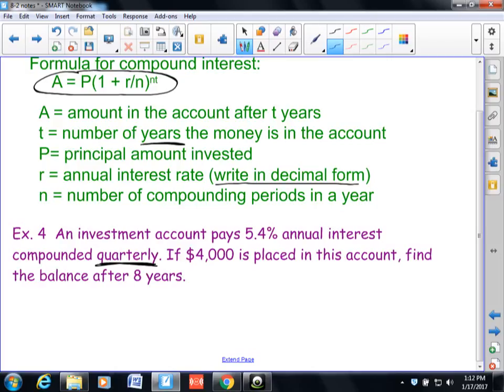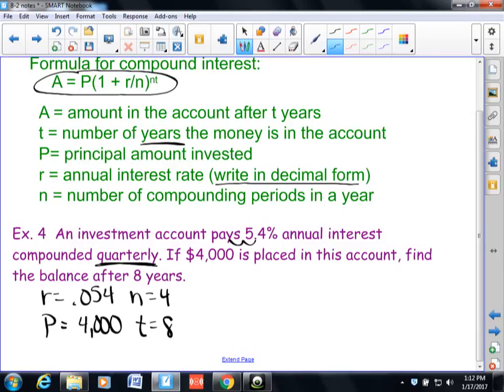So if it pays 5.4%, that would be our rate. And 5.4%, if you move that decimal to the left, would be 0.054. A is what we're trying to find, so we aren't going to know that. P is the amount invested, and we're told that that's $4,000. Then we're looking for N, and N is the number of compounding periods. They told us quarterly, so N is going to be 4 times a year. And then T, the number of years, we're looking at a balance after 8 years.